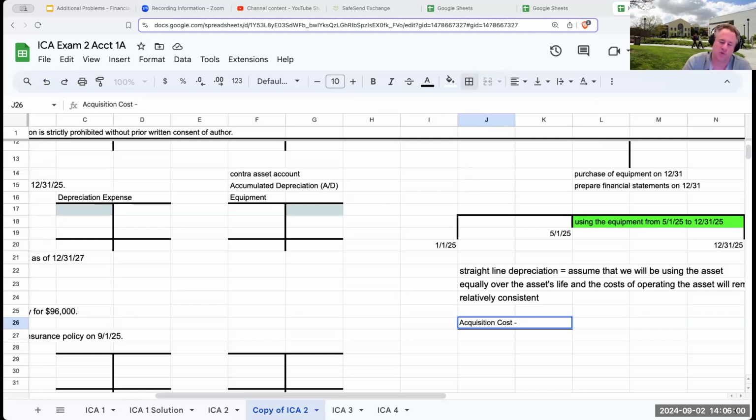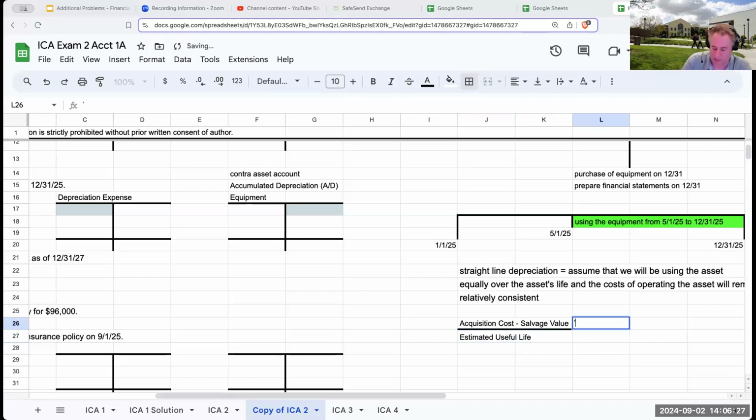I'm going to subtract salvage value. What is salvage value? Salvage value is the value I can expect to sell the asset for at the end of the asset's useful life. So I've got acquisition cost minus salvage value, and this is all going to be divided by my estimated useful life. And this is going to give me annual straight line depreciation expense.